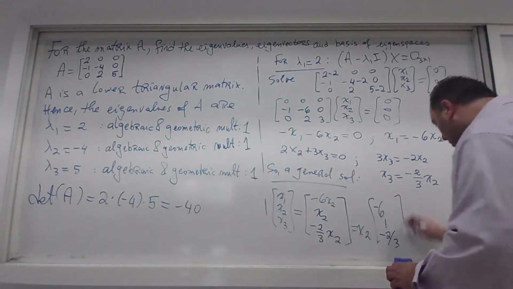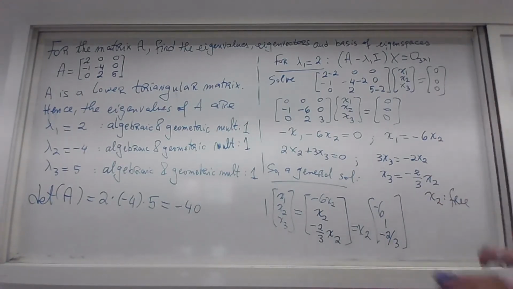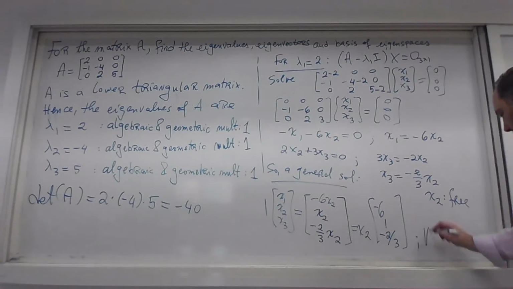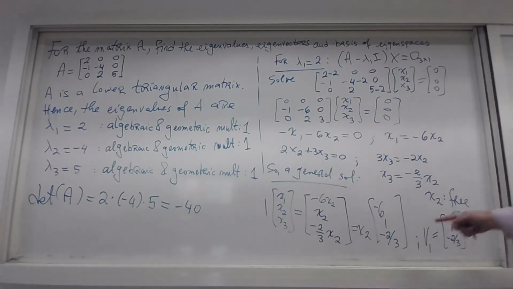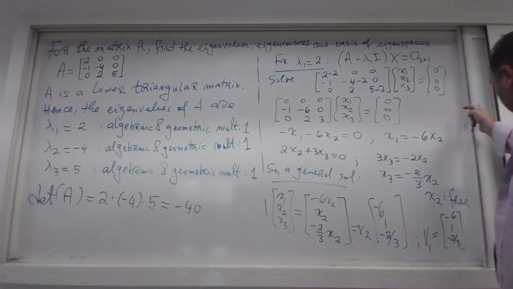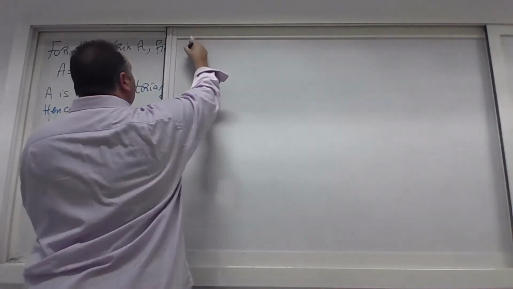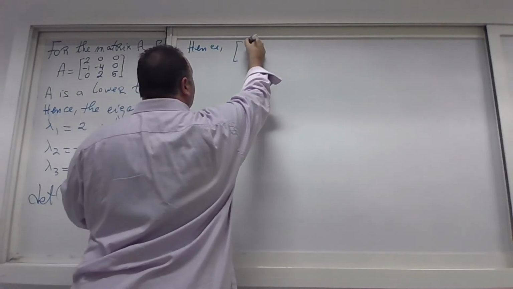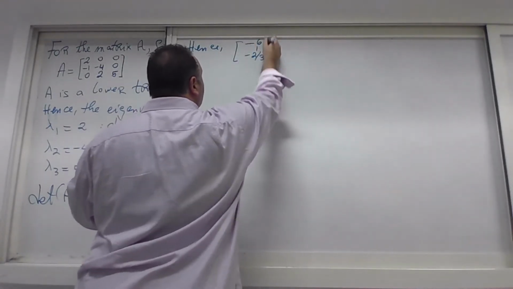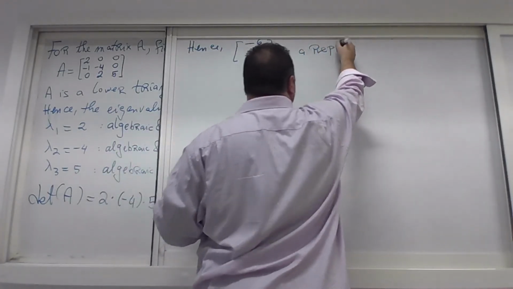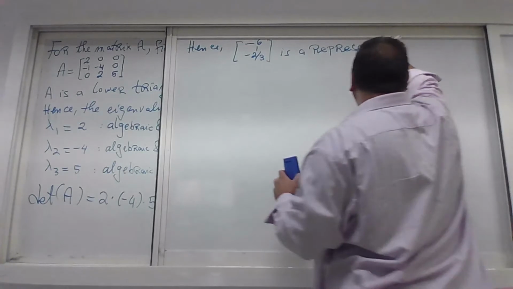So the eigenvector will be this one. So I'll just write V1 will be negative 6, 1, and negative 2 over 3. If you don't like negative numbers, you can multiply by minus 1. If you don't like fractions, you can multiply by 3. It doesn't matter, or you can just keep it as it is. So we can just keep it and say that the vector negative 6, 1, and negative 2 over 3 is a representative eigenvector.